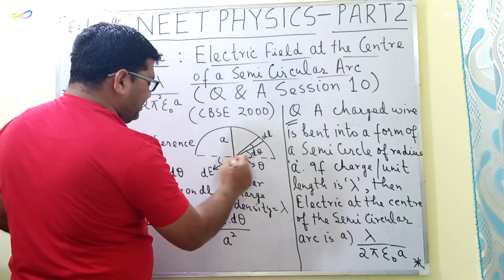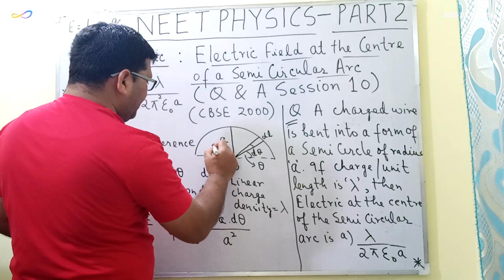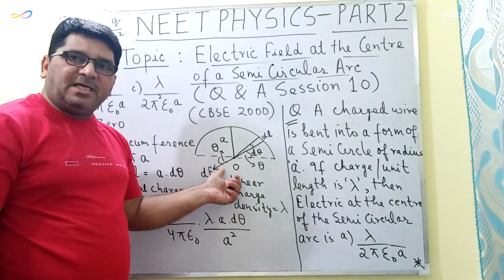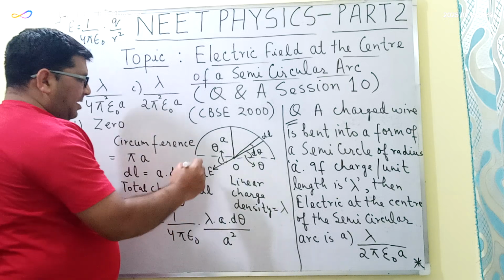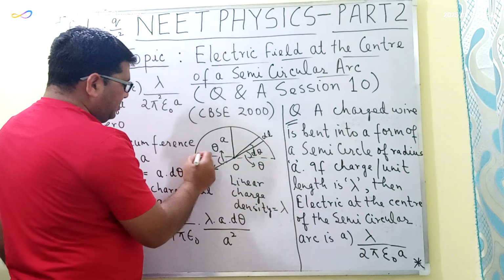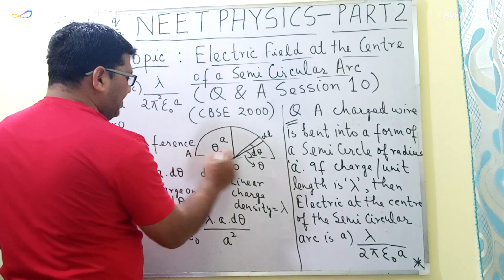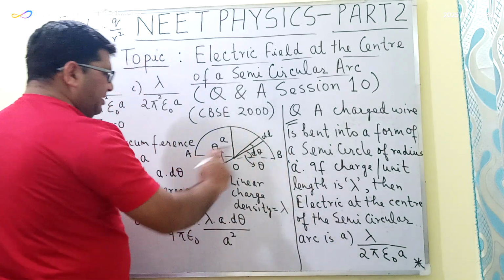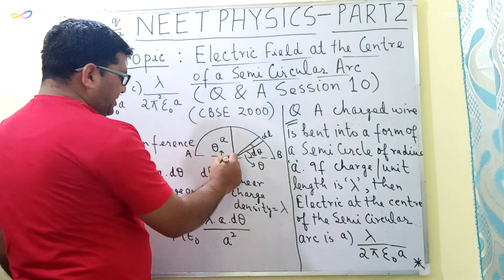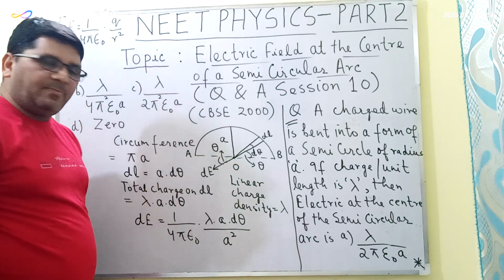So if this angle is theta, then this angle will also be equal to theta. That is the angle subtended by the direction of this electrical field with the diameter of this semicircle. Let us say the diameter of this semicircle, I am just denoting here as AB. So AB is the diameter of this semicircle. So theta is the angle which is subtended by the direction of the electrical field and the diameter of this semicircle.